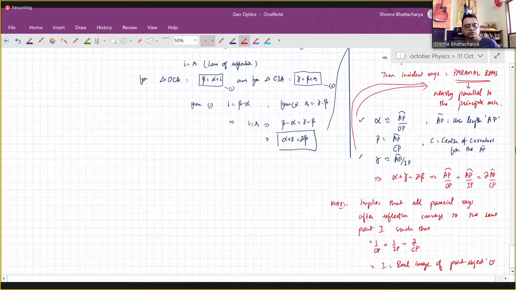Okay. So we will convert this into a UV formula also, but for that we will incorporate the Cartesian sign convention in this. So right now just think of it like a relationship between three distances. The distance OP, the distance IP, and the distance CP.